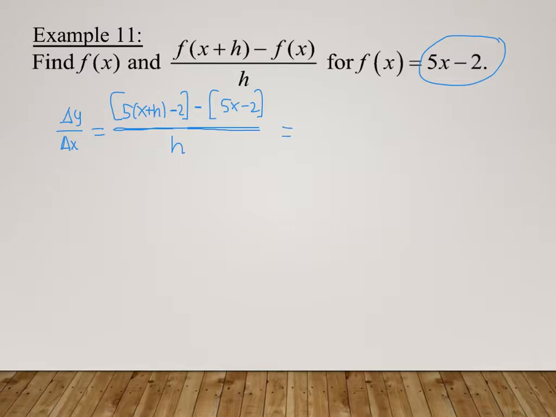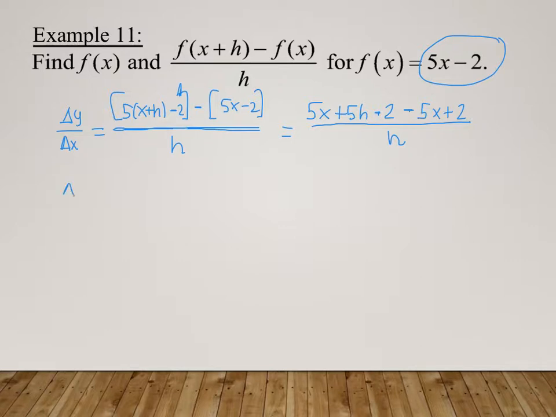Well, now we're going to distribute. We get 5x plus 5h minus 2 still, because that minus 2 we forgot, right? And then when we distribute the negative, we have minus 5x plus 2, divided by h. I'm making a bunch of mistakes here, so we've got to watch our problems and make sure that we get the details correctly.